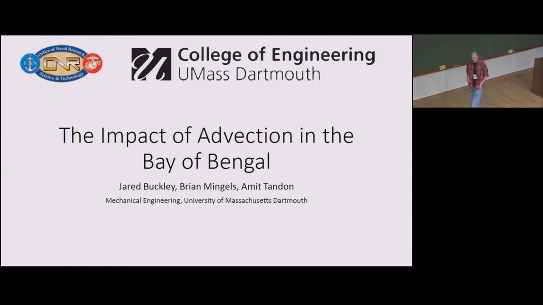My advisor is Amit. What I'm going to talk about today is a little study I did where I'm investigating the impact of adding advection into a 1D model, asking whether or not that has a significant effect on surface parameters like SST and SSS.